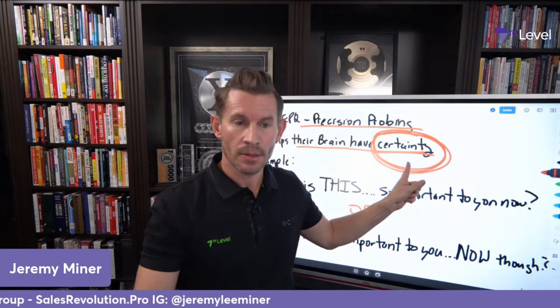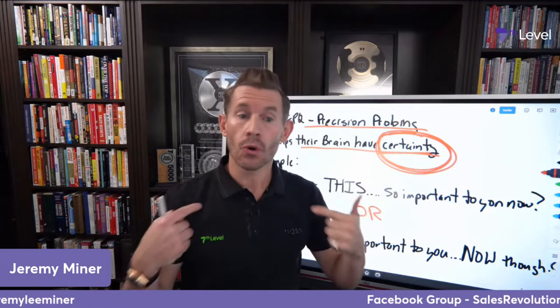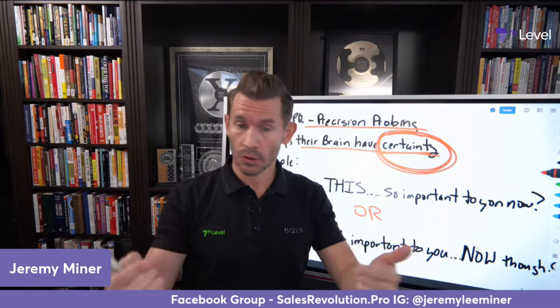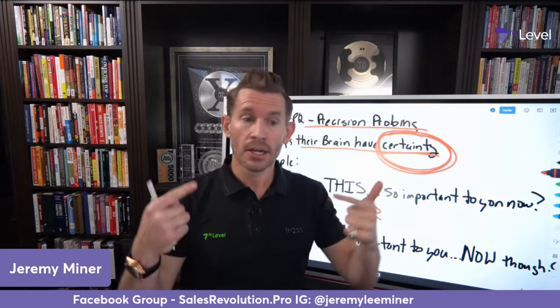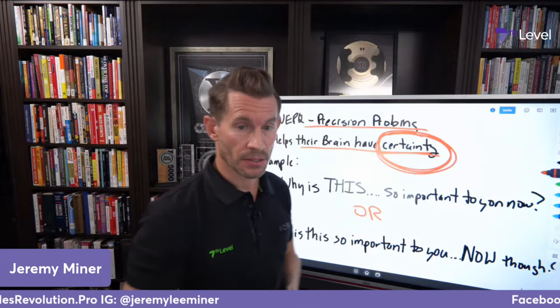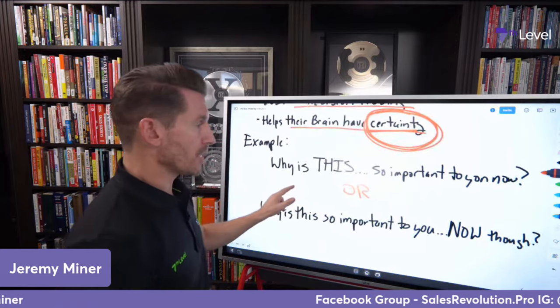Now, whose job is it to get the prospect to have certainty in their mind? Your job as the salesperson. Or if you own the company or you're the sales manager, it's your job to train your salespeople how to do that. If you don't know how to do that, you can reach out to us. That's why companies and people come to us. Now, I'm going to show you two examples on how to do this.